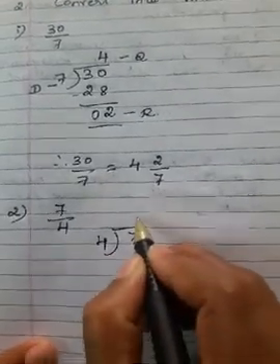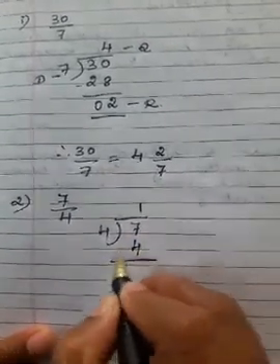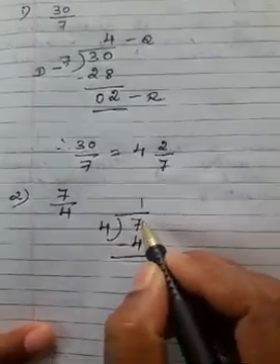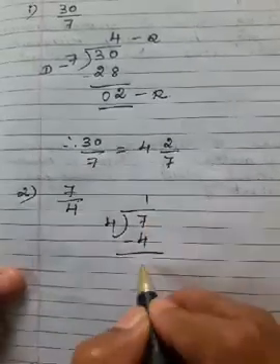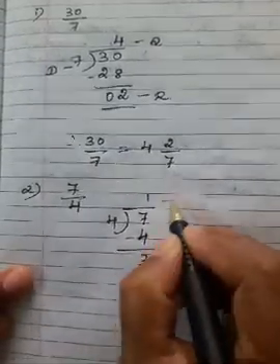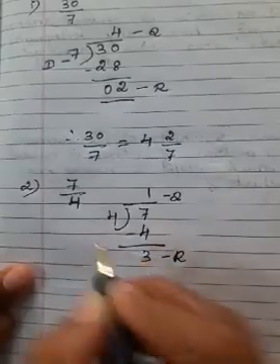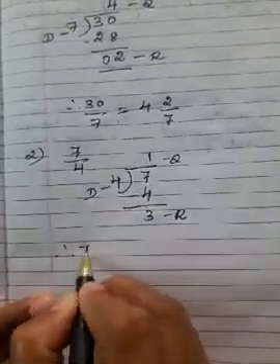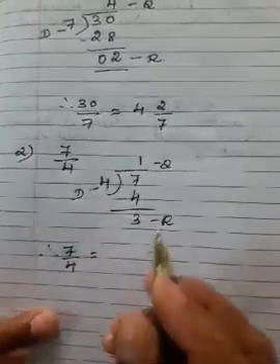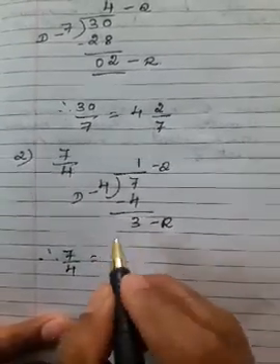So 4 1s are 4. So what is the remainder? 7 minus 4. How much? 3. So this is the quotient, this is the remainder and this is the divisor. So now write this improper fraction in the form of a mixed fraction.